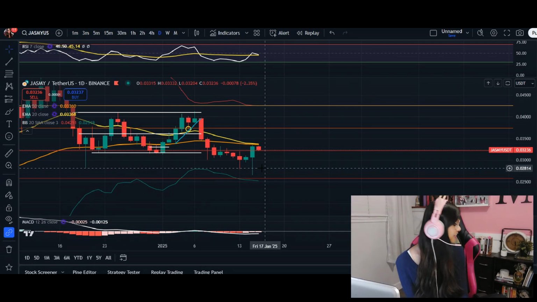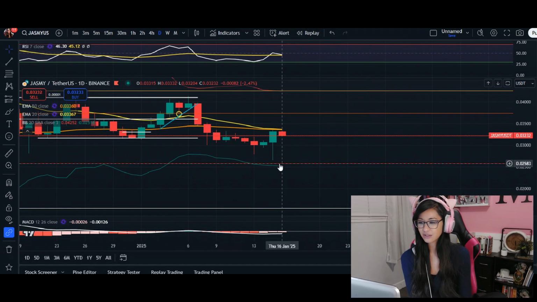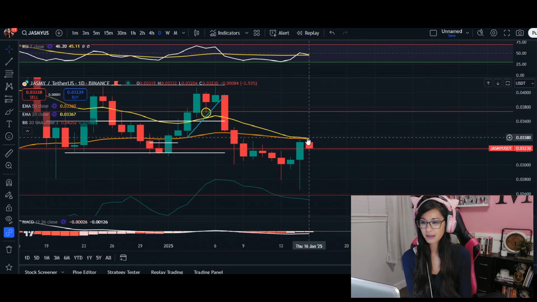Essentially, we do see this longer candle wick from yesterday's price action coming down to 0.026 until we saw that immediate move towards the upside. So immediate resistance here on the daily time frame is going to be our moving averages around 0.033. If we're able to maintain and close above this, our next target is going to be 0.037.